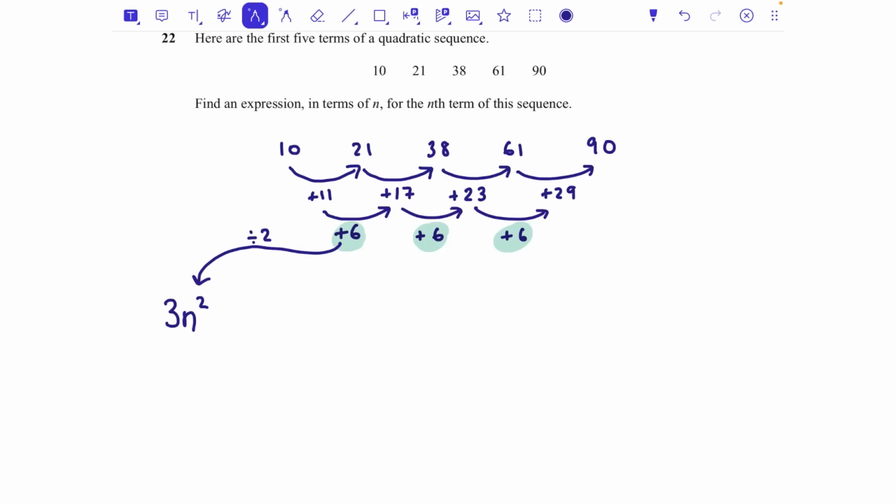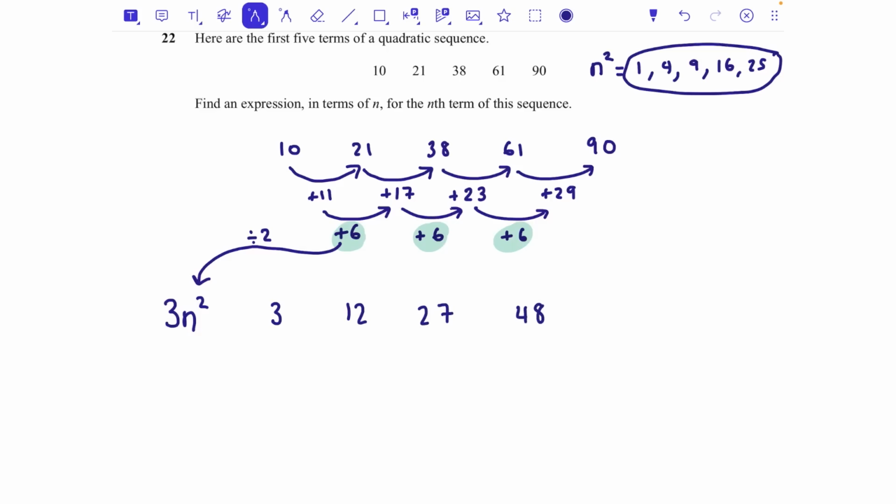If it was 4, we'd put 2n squared. If it was 8, we'd put 4n squared. We're just going to half that number. So this is 3n squared. Now normal n squared, the sequence n squared, goes 1, 4, 9, 16, 25. It's 1 squared, 2 squared, 3 squared, 4 squared, 5 squared. But I don't want n squared, I want 3 lots of n squared. So I need to take this sequence and make it 3 times bigger. So that would be 3 instead of the 1, 12 instead of the 4, 27 instead of the 9, 48 and 75. I'm just timesing each of those values by 3.